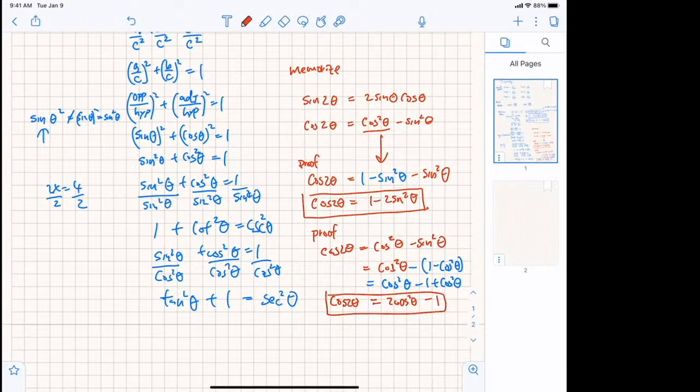I'm going to name this 1, this 2, and this 3. Now I will memorize this.